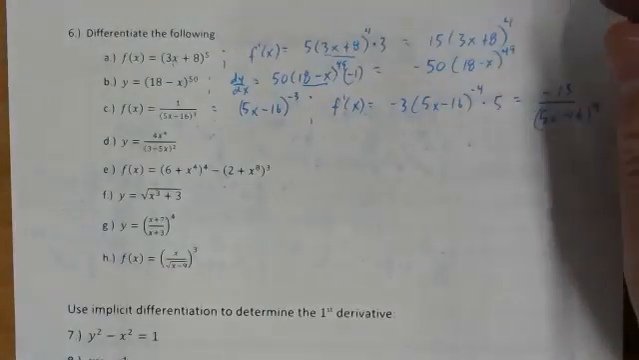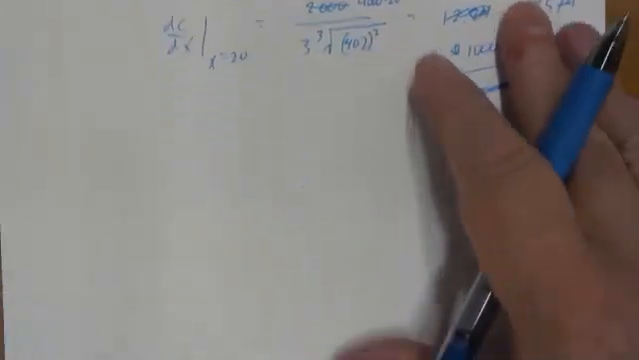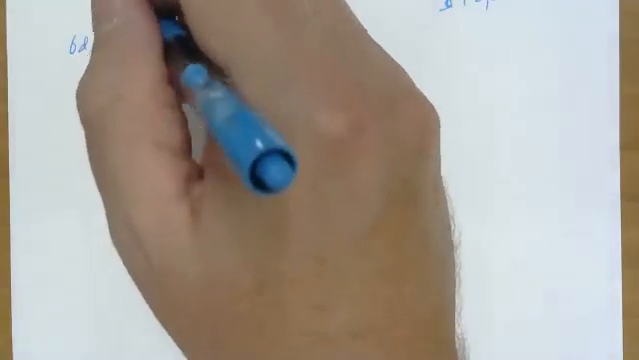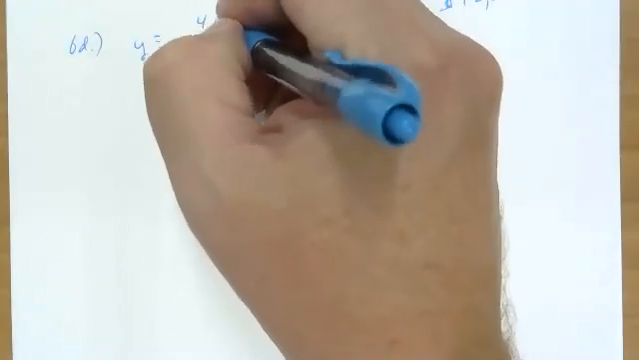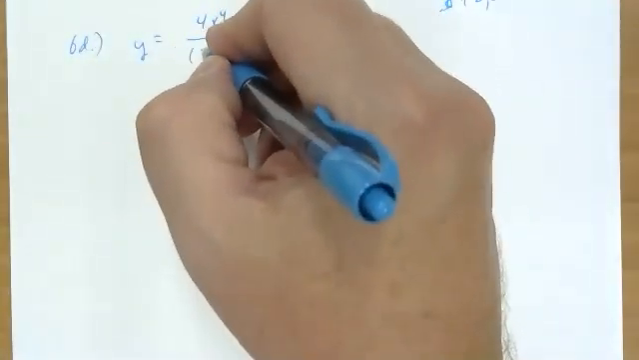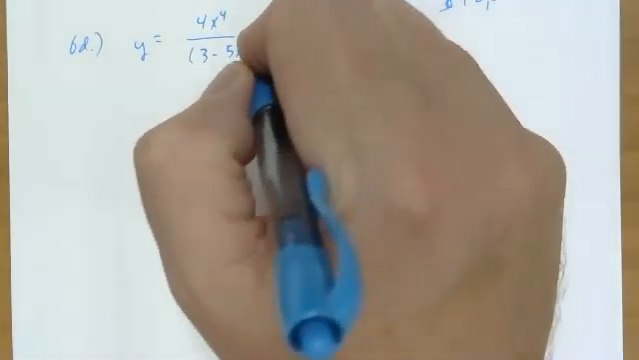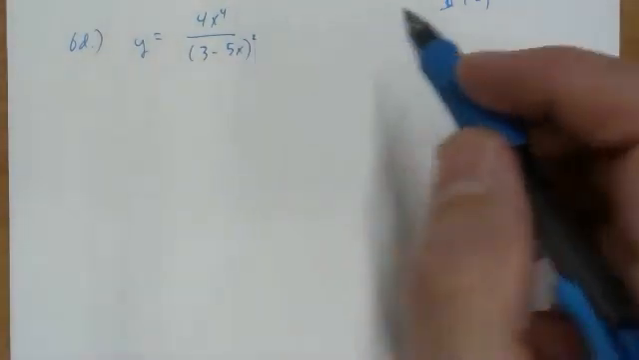This one, I'm probably going to need to do it on some paper because it's starting to get a little messy. So problem D, let's go over here. So this is 6D. Y equals 4x to the fourth over 3 minus 5x quantity squared. So I'm going to use a quotient rule, although I think at some point I'm also going to have to use the chain rule.